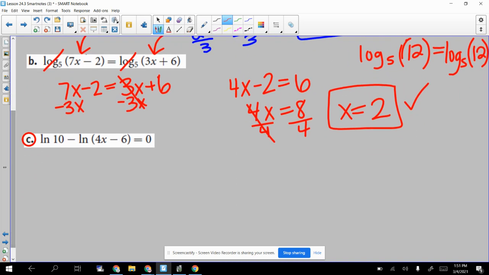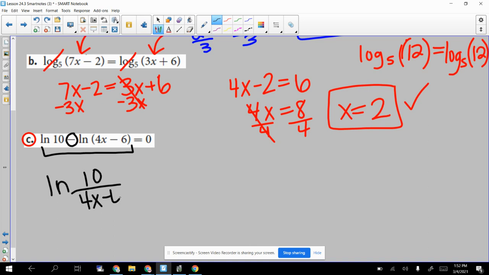Okay. Then very last one here, this is an example where you need to combine or condense first, because we can't just go turning this into an exponential. Okay. So there are actually two ways to do this. The first way is you could combine by saying natural log of, we know subtraction means division, so we could do 10 over 4x minus 6 equals 0. Or what we could do is add that over.